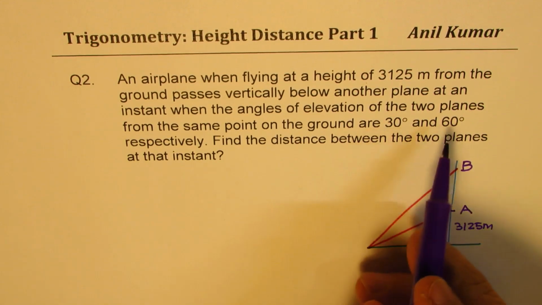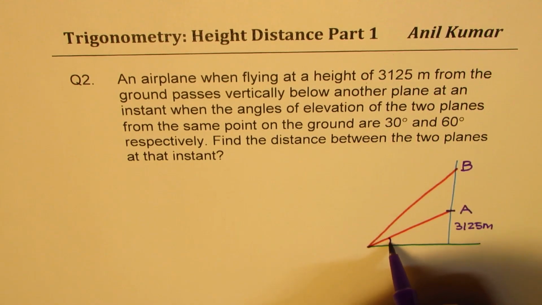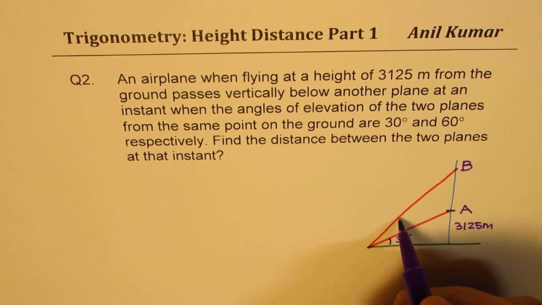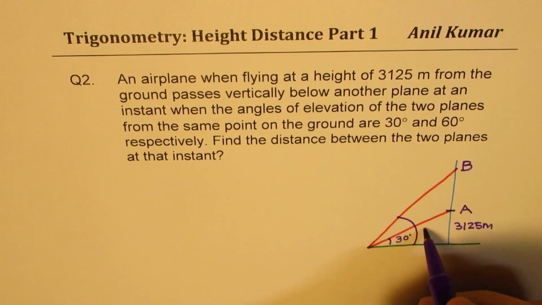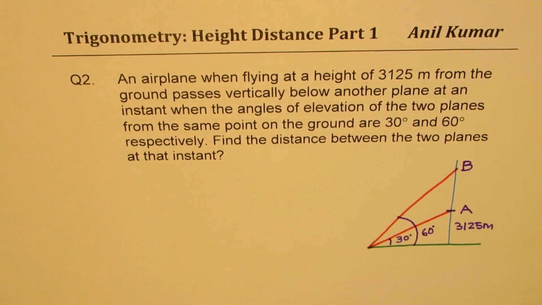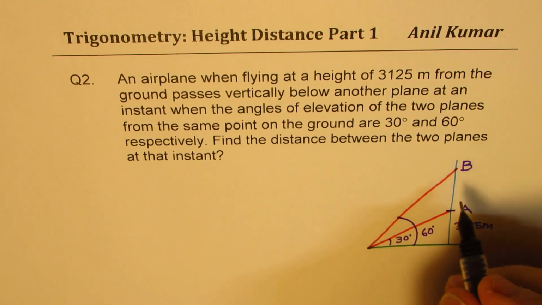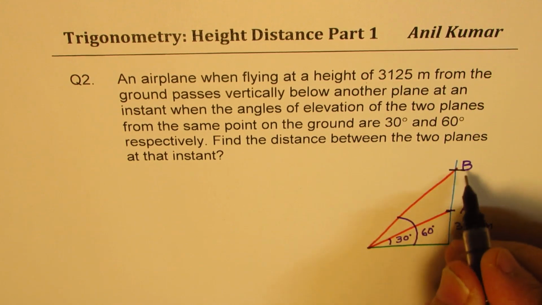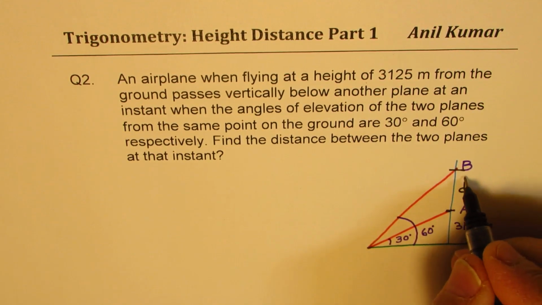The angles are 30 and 60 degrees, so this angle will become 30 degrees, and the bigger angle will become 60 degrees. Correct. So that is how we get our figure. We need to find what? We need to find the distance between A and B. Let's call this distance D.